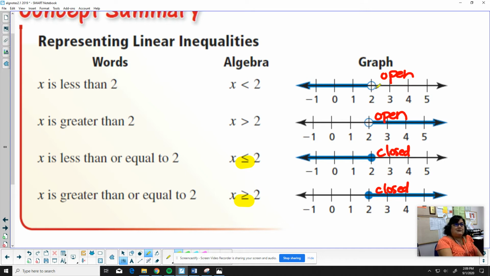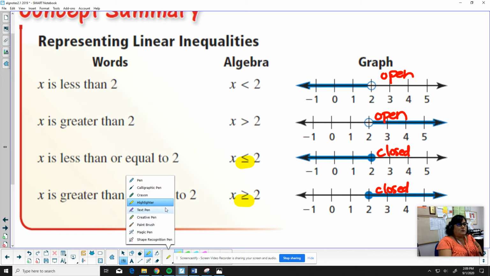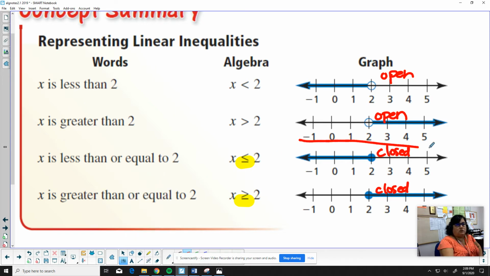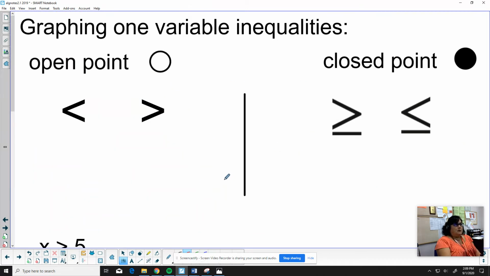What that means is that 2 and the top 2 are not part of the solution. 2 is not part of either of their solutions, and down here 2 is part of the solution. All right, an open point is an open circle not colored in, and a closed point is a closed circle colored in. And the closed have the equals and the opens don't.